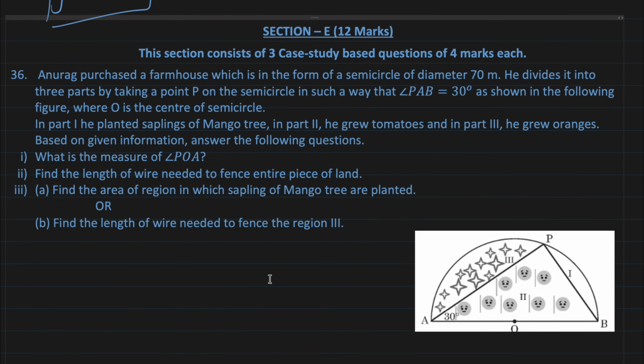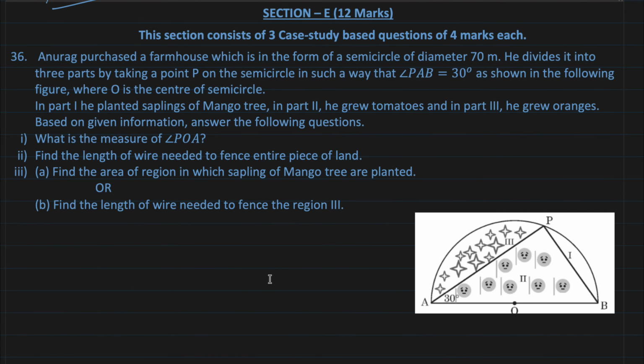Now let's move to section E, the case study part. You know this section has 3 case study questions. Each question carries 4 marks. There are 3 questions, each question has parts, and there is a choice in between that also. They are 1 and 2 marks each. So let's start with this.